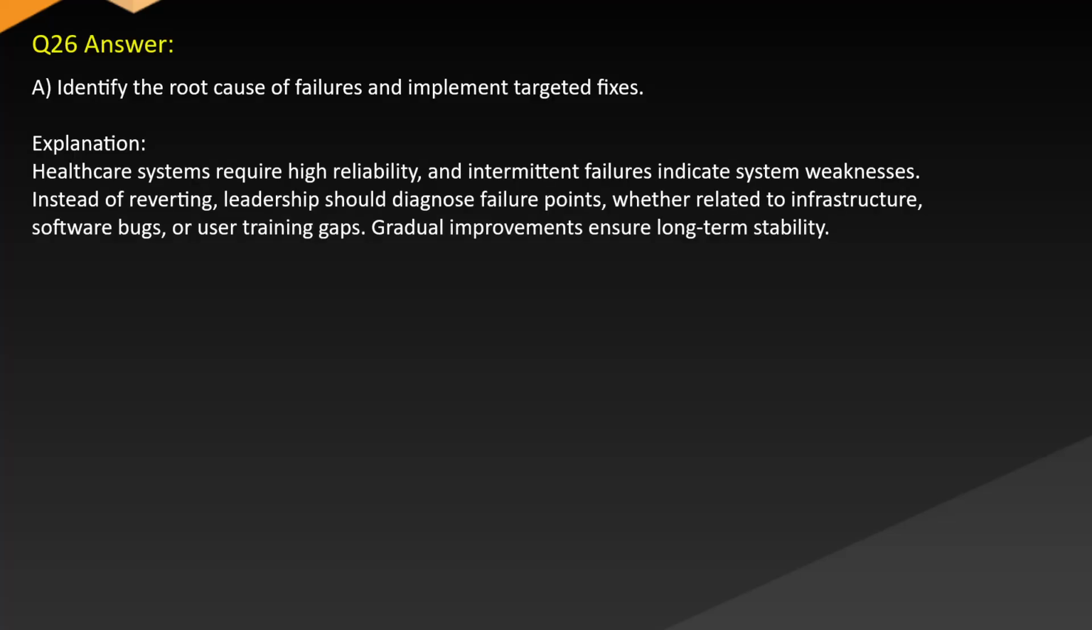Answer. A. Identify the root cause of failures and implement targeted fixes. Explanation. Healthcare systems require high reliability, and intermittent failures indicate system weaknesses. Instead of reverting, leadership should diagnose failure points, whether related to infrastructure, software bugs, or user training gaps. Gradual improvements ensure long-term stability.